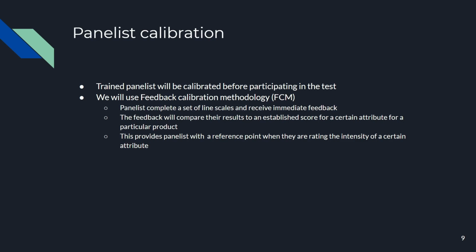And for calibration, we will use feedback calibration methodology, or FCM. In this method, panelists will complete a set of line scales and receive immediate feedback. The feedback will compare the results to an established score for a certain attribute for a particular product. This will provide the panelists with a reference point when they're trying to judge the color intensity of different maple syrups to allow them to be as accurate as they possibly can be.